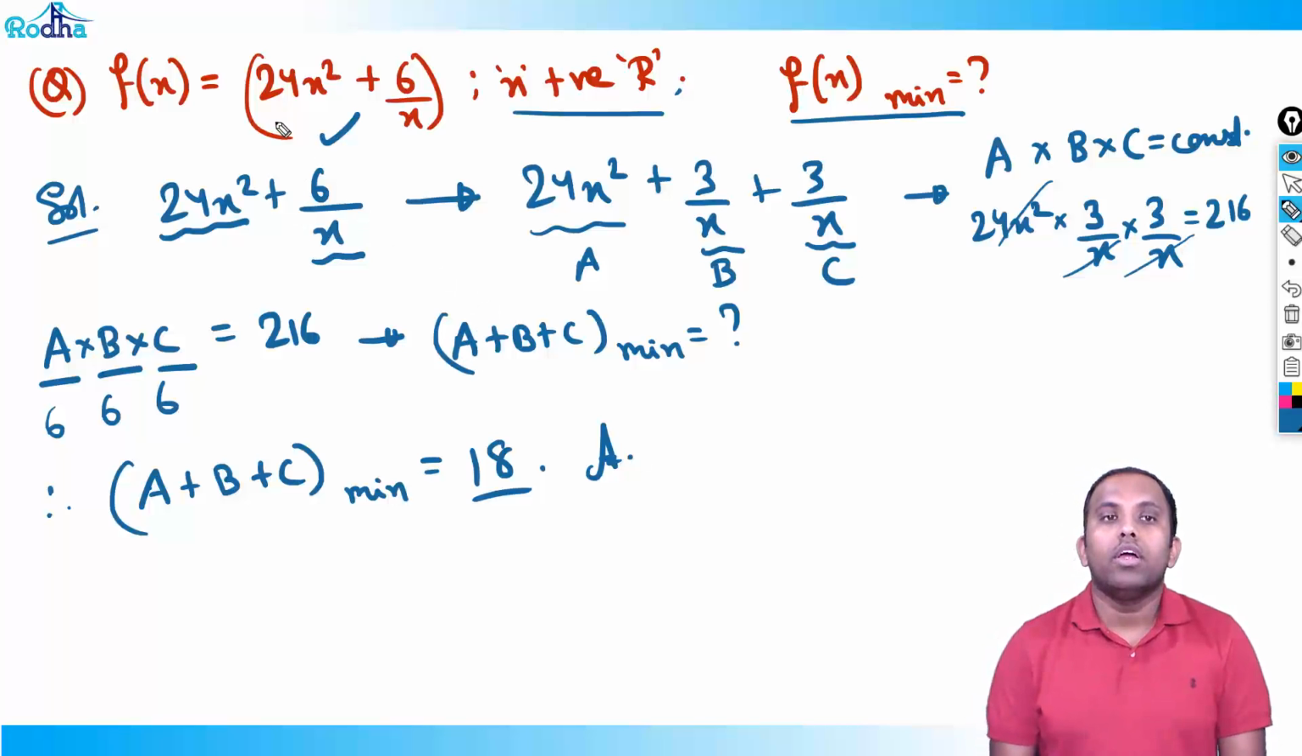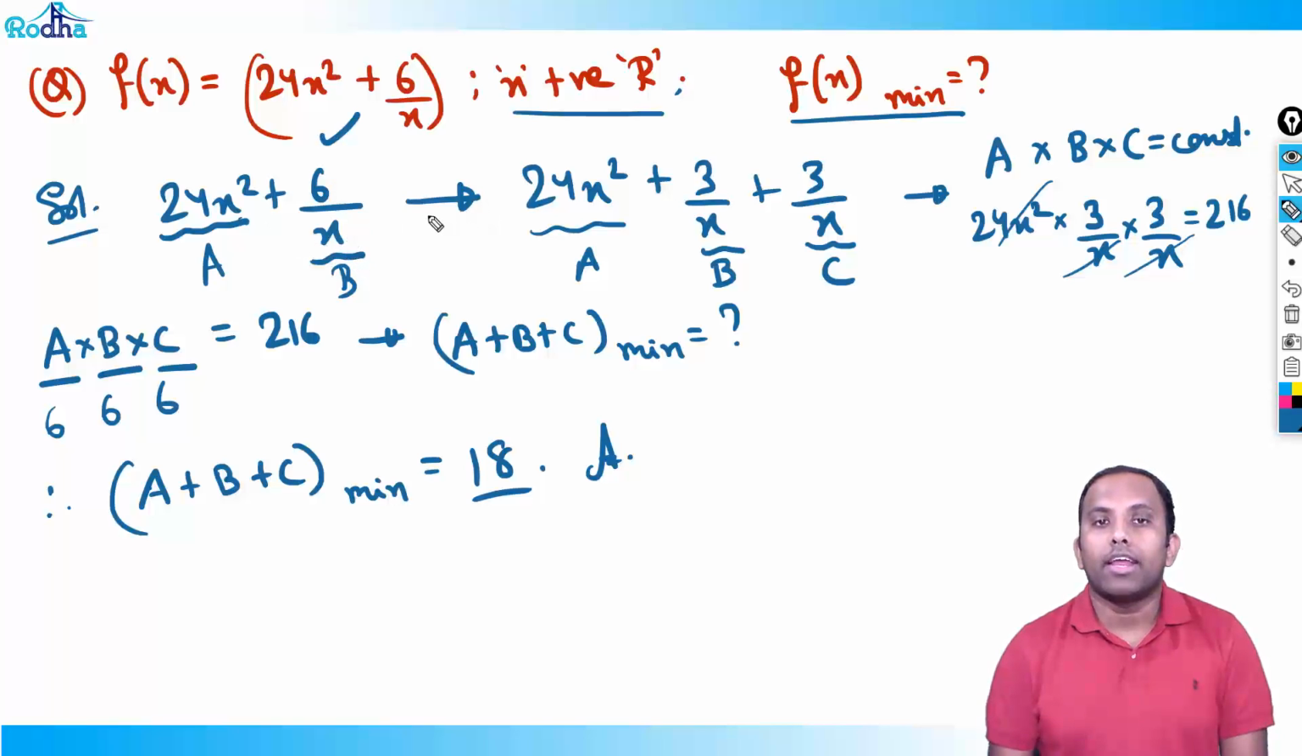So what is the question? 24x square plus 6 by x, x is a positive real number. What is the minimum value of f(x)? For that, I treated 24x square and 6 by x as two terms. And I see that if these are my terms a and b, then a into b is not constant. f(x) is the sum of a plus b, so I can't apply that funda, product constant, sum minimum. So a into b has to be constant, right?